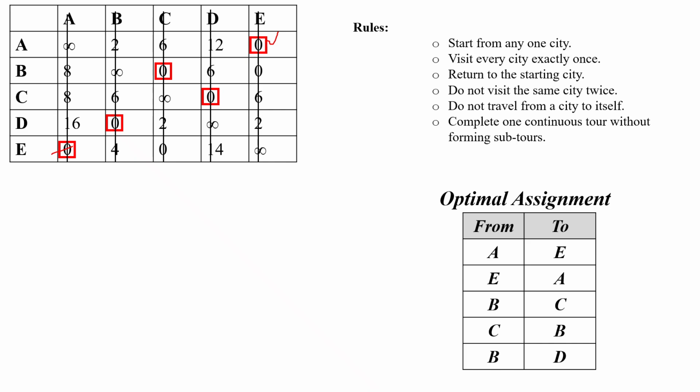So we know the rules of the traveling salesman problem. Always start from any one city, then visit every city exactly once and return to the starting city. Do not visit the same city twice. Do not travel from a city to itself, and complete one continuous tour without forming subtours.